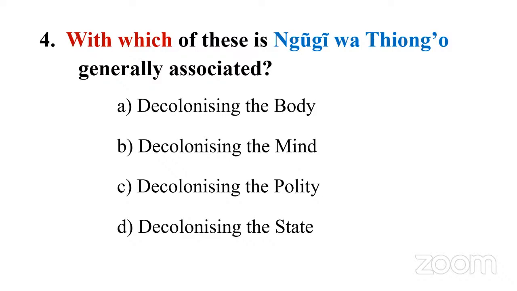Option A, decolonizing the body. B, decolonizing the mind. C, decolonizing the polity. D, decolonizing the state. But if we have some familiarity with post-colonial criticism, then this might be an easy question, because Thiong'o is known for an essay, right? And if you know the title, that's the answer. Answer B, decolonizing the mind. That's his famous essay collection.